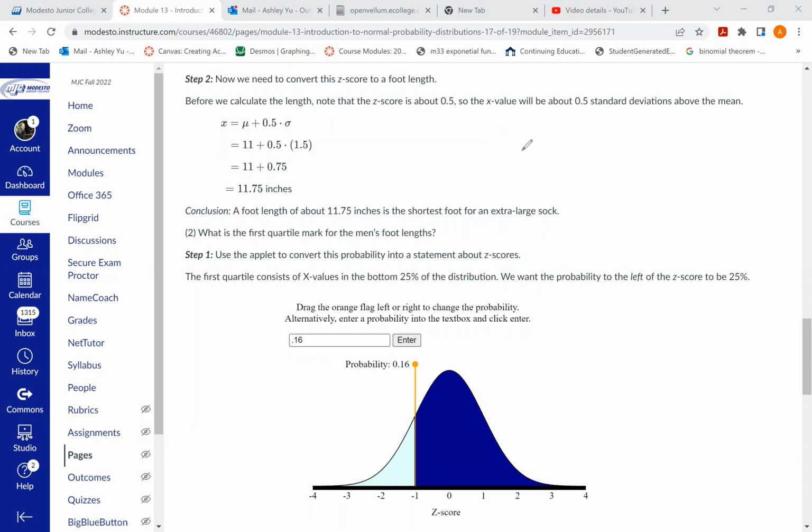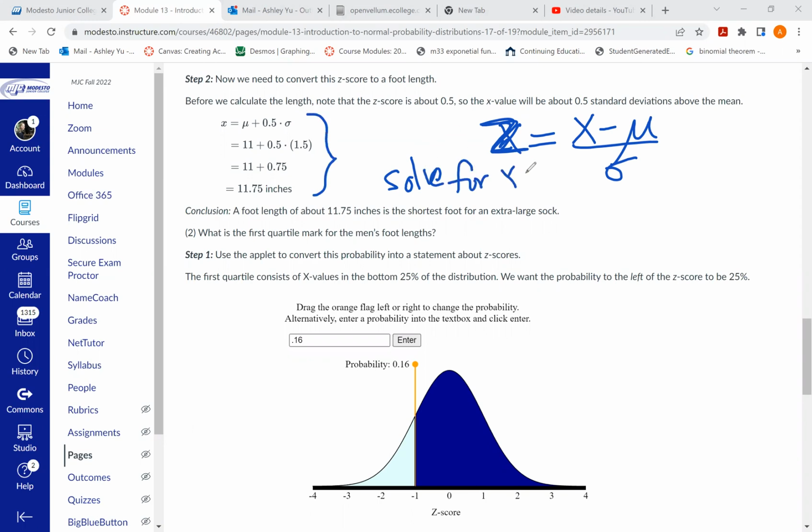The formula before was z is equal to x minus mu over sigma. But what if we solve that for x? If you don't like algebra, don't worry about it, but this is where they're getting this work. Solve for x, because now I know z and I want to find x. So I'm going to try to get x by itself. I'll multiply both sides by sigma, which moves the sigma to the left side, and then I'll add mu to both sides to get x by itself. Plus mu, plus mu. I think that's where they're getting this.